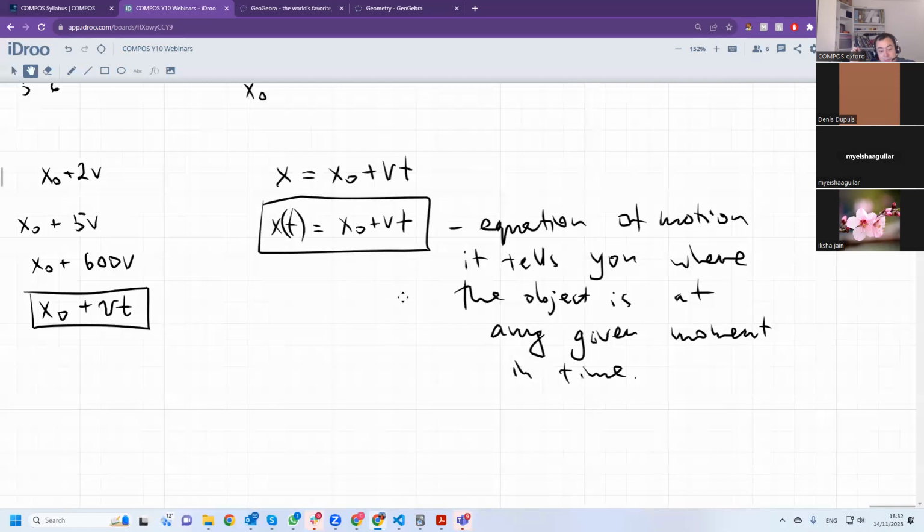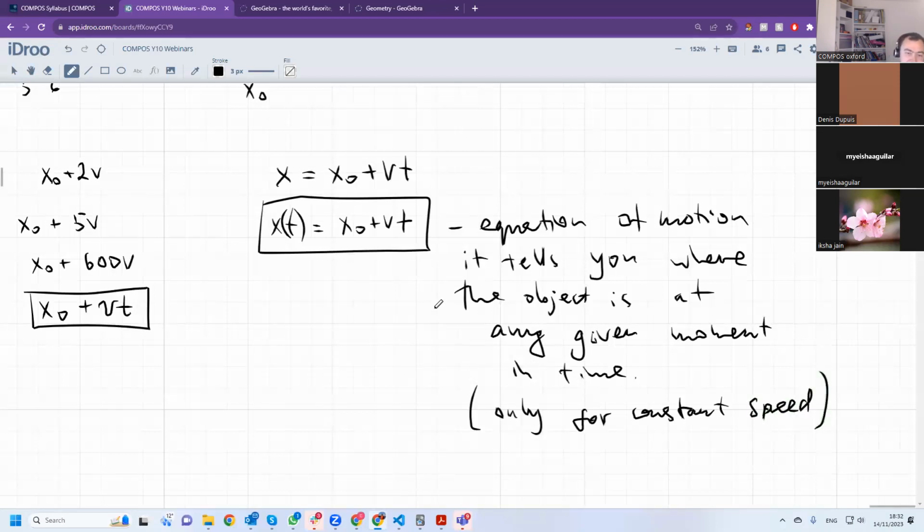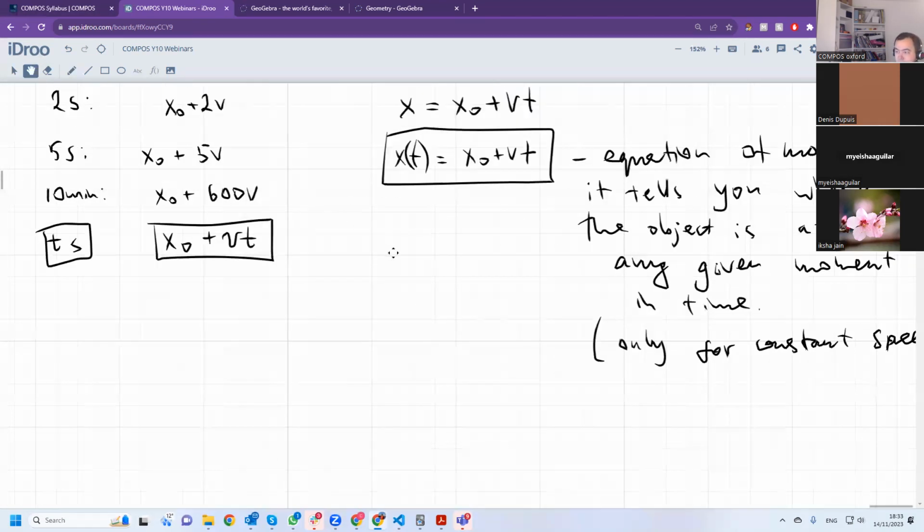If you're controlling trains, you need to know where the train is at any given moment in time. Of course, the speed can change. This is only for constant speed. Constant, I'd say, yes, speed. Even I'd say velocity, but only for constant speed. Right.